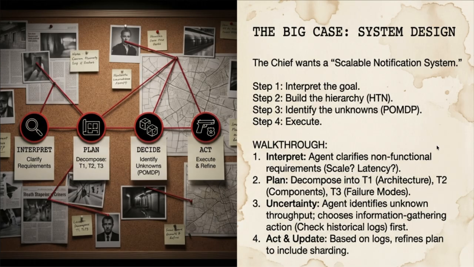Based on the logs it found, the agent might refine its plan to include database sharding to meet the scalability requirements. This walkthrough shows how all the cognitive pillars we have discussed come together in a real-world engineering task. The agent interprets the need and structures a plan and identifies risk, and eventually executes a refined solution that is grounded in data and logical reasoning. This is how you build a MAANG level autonomous system.